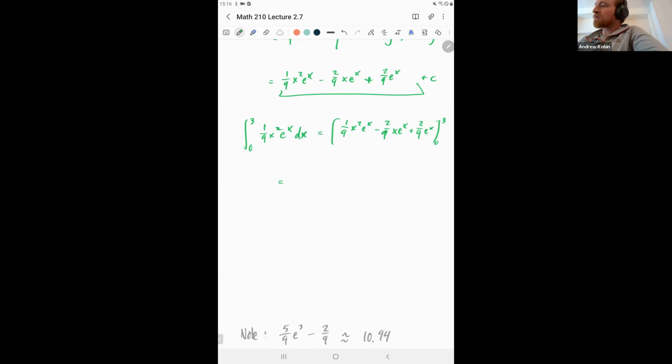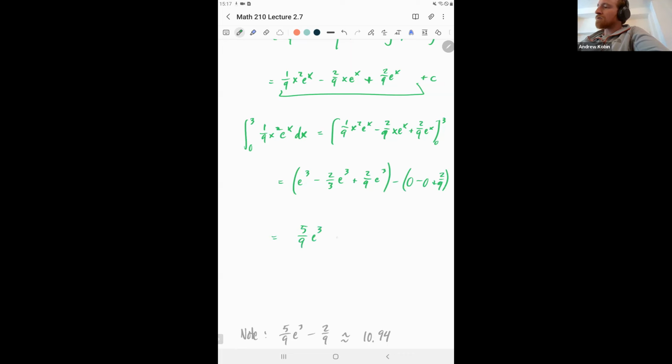If I plug in x equals 3, we'll get 1/9 times 9. I'm just going to cancel those out, and then we'll have e to the 3 minus, if I plug in 3 here, I'll get 2/9 times 3 is 2/3 e to the 3 plus 2/9 e to the 3. And almost everything is 0. We get a 0, a 0. We also get a 2/9 e to the 0, which is 1. So we'll just get a 2/9. That's everything plugged in. If you carefully get common denominators here, you will get 5/9 times e cubed.